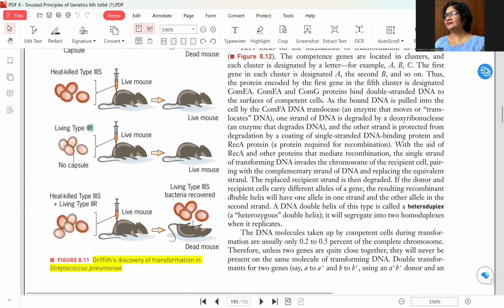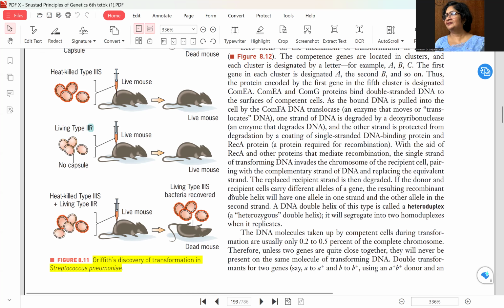But when these are mixed with heat-killed type 3S, we would expect that mice would still remain alive because neither heat-killed type 3S, which are dead, nor living type 2R, which are avirulent, can cause disease in mice. And so we would expect the mice to remain alive. But it was observed that mice died even when this mixture was injected into their body.